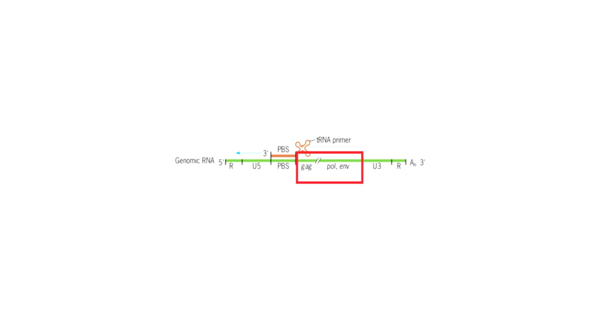And these three genes, denoted as GAG, POL and ENV, encode viral proteins. So the GAG gene encodes proteins of the viral particle, the structural proteins. The POL gene encodes reverse transcriptase and another enzyme called integrase, which catalyzes the insertion of the DNA form of the viral genome. And the ENV gene encodes the glycoproteins that are embedded in the virus's lipid envelope.